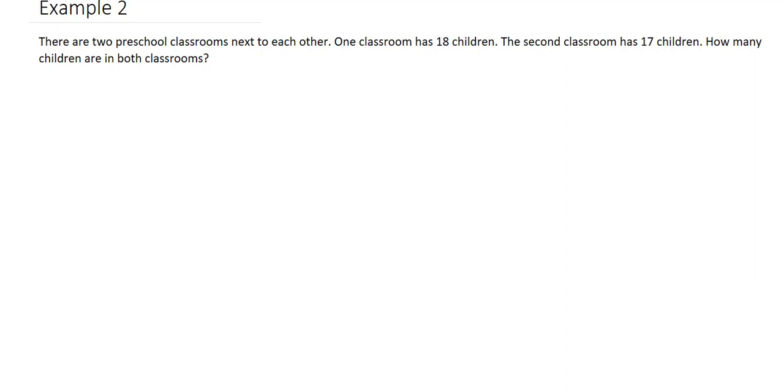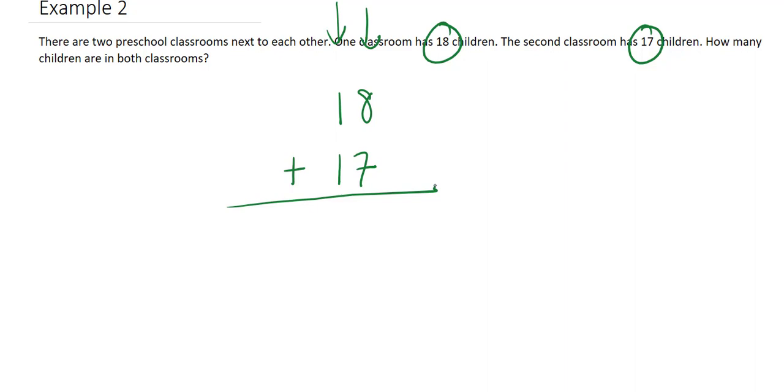So we're going to have to add these 2 numbers together. So we're going to line up the place values. So we have 18 and then we have 17. Notice we have the 1s and then the 10s. And then we can go ahead and add, right? So we go 8 plus 7. We start on the far right, so we start with the 1s.